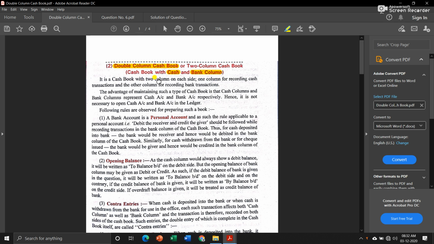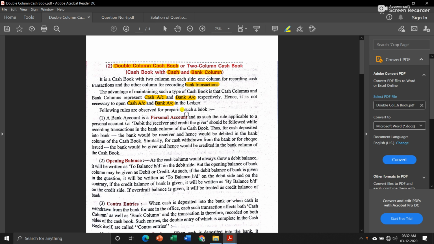It is a cash book with two columns on each side, one column for recording cash transactions and the other column for recording bank transactions. Now in this type of cash book, we will record bank transactions as well. The advantage of maintaining such a cash book is that the cash column and bank column represent the cash account and bank account respectively, and hence while preparing the ledger we don't have to prepare the cash account and bank account separately because they are included in our cash book.